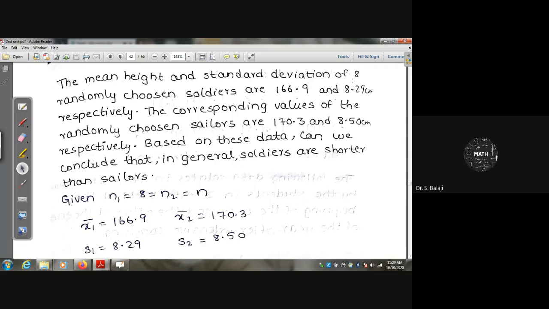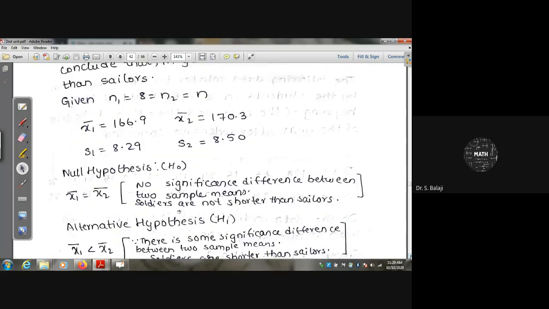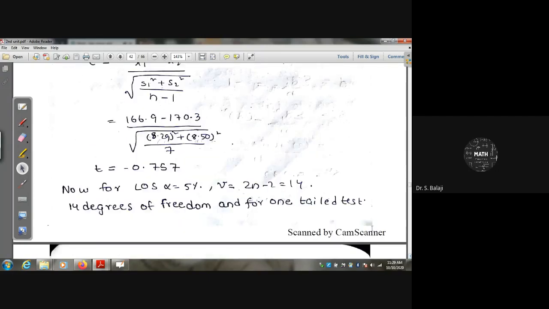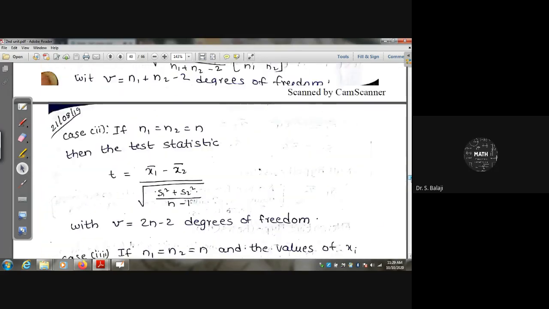Both have the same size, n1 equal to 8 and n2 also 8, but one is taken from the soldiers, another from the sailors. Therefore, they are not dependent. Therefore, you can use the second test statistic here, with x1 bar, x2 bar, s1, s2, and the degrees of freedom v equal to 2n minus 2. That type of thing you can get here.